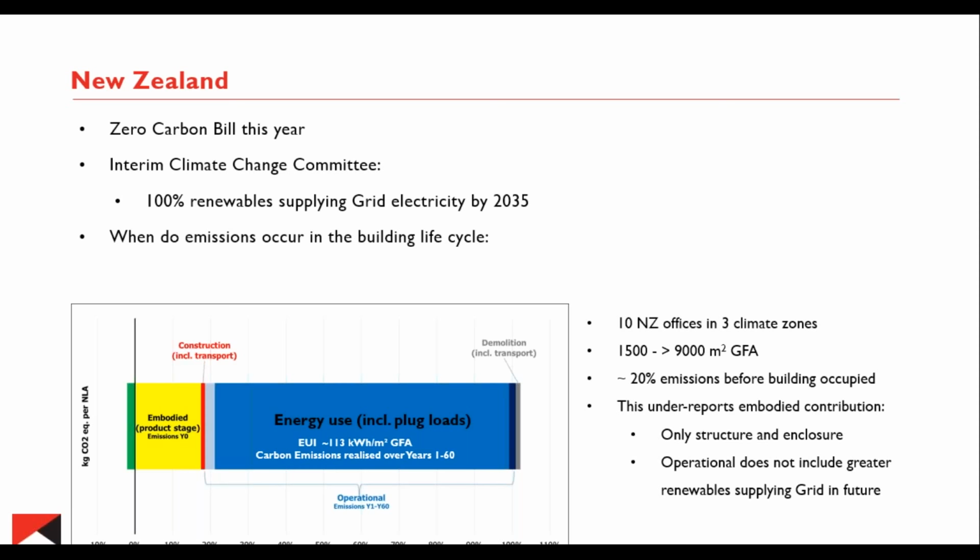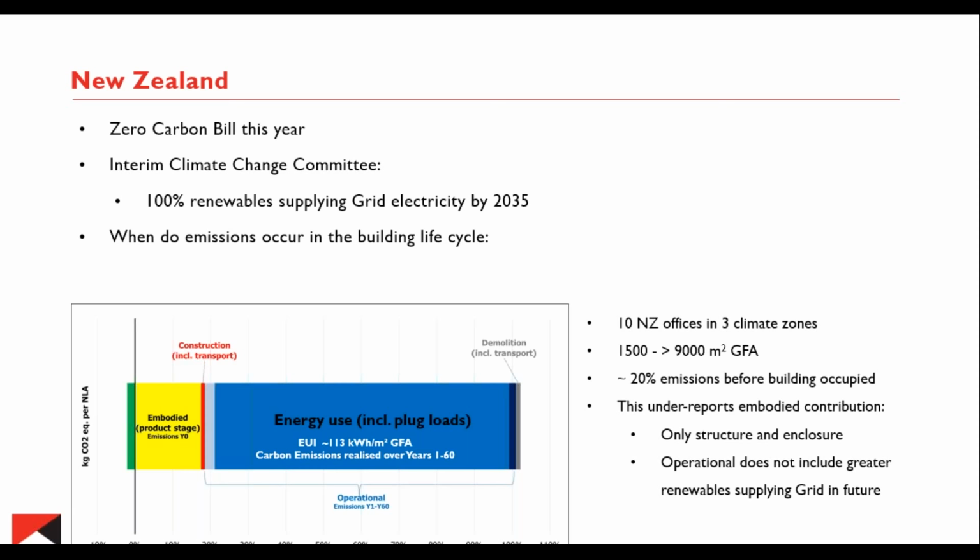Secondly, if the renewables contribution supplying grid electricity is increased, the contribution made by energy use in buildings, which is the large blue segment in this picture, will reduce. And thirdly, the energy use intensity of our modelled buildings is around 113 kilowatt hours per square metre, which can be considered high in comparison with office buildings being designed and built now. The net effect of these factors is that the embodied greenhouse gas emissions are underreported and in reality will be significantly higher than 20%.